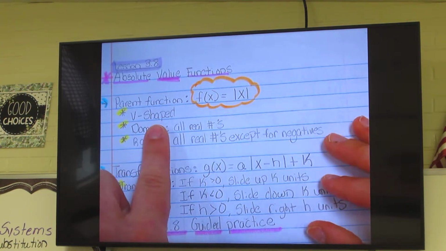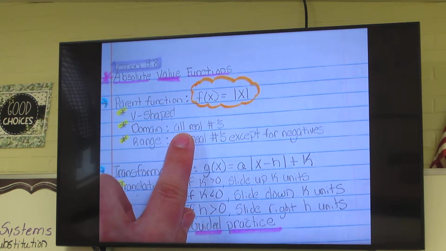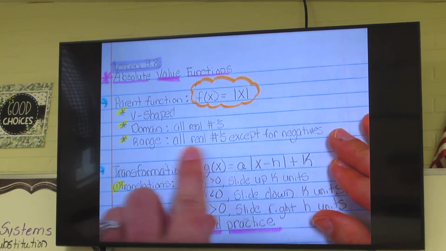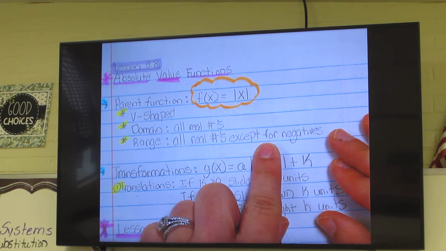A couple things about our absolute value functions: they are V-shaped. You can put any number in there you want to. However, what absolute value does is make it something positive. Then your range should be any number except for negatives. You can't have negatives for your y values, for your function values.